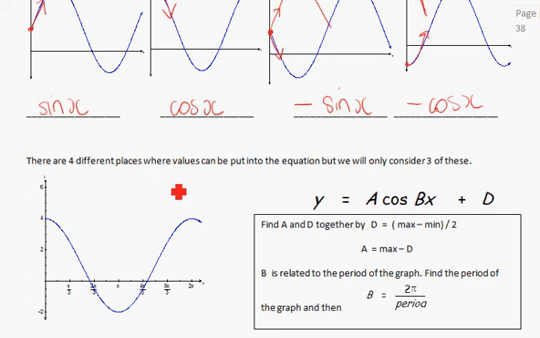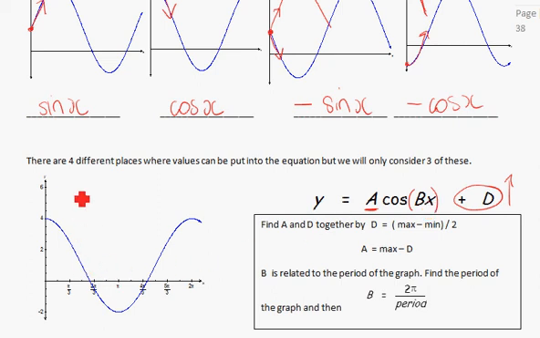Right, there are 4 different places where values can be put into the equation, but we only consider 3 of these. So just reminding ourselves, A here changes the amplitude, that's the height of the wave. Our plus D translates the curve up and down. And B here, inside the brackets next to the variable, affects the period, changes the period.